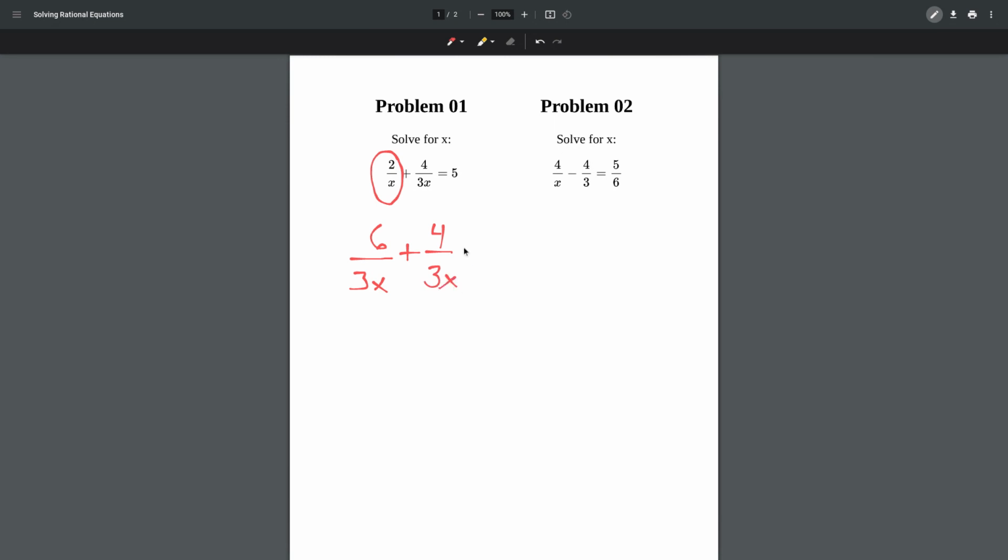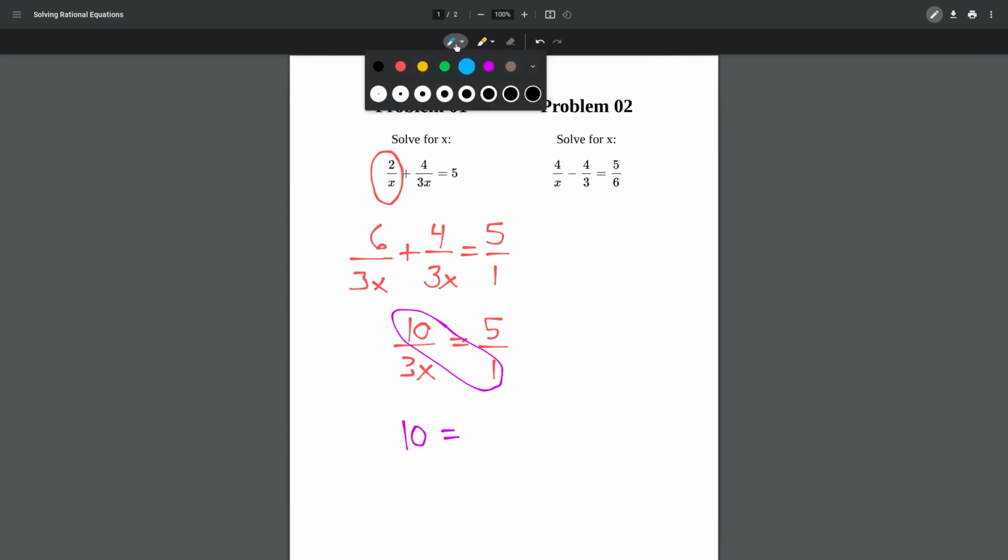And then I'm going to write 5 as 5 over 1. Okay? So now we'll add these together. We get 10 over the denominator 3x equals 5 over 1. And we can do some cross multiplication here. So we can multiply the 10 by the 1. That's going to give us 10. And set that equal to, we're going to do 3x by the 5 and get 15x.